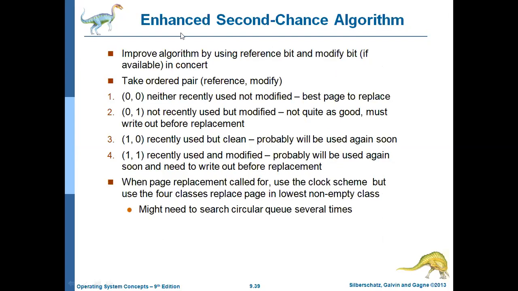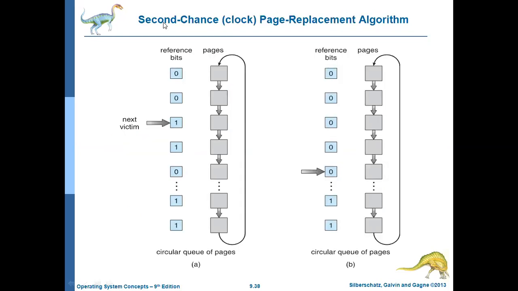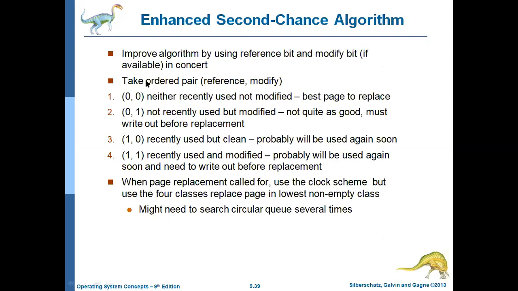So what do we mean by enhanced? Enhanced is an extension to the second chance. The enhanced second chance algorithm takes an ordered pair of 2 bits. The first bit is referred to as reference and the second bit is referred to as whether it is modified.